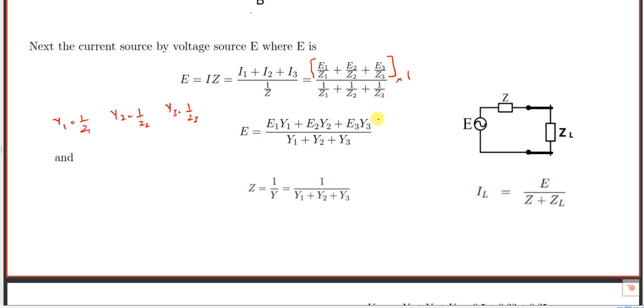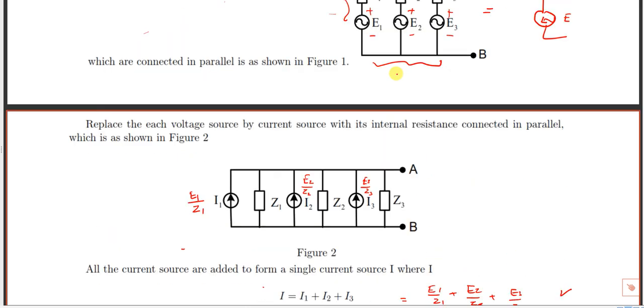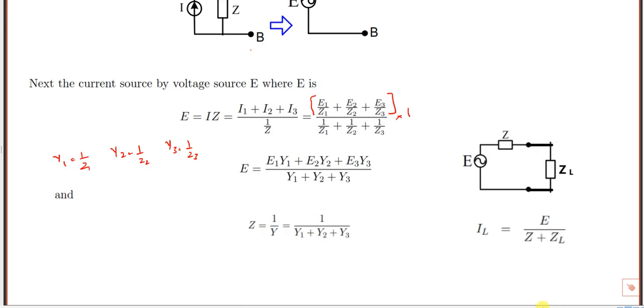After that, we have converted the three parallel sources. These are the three parallel sources, right? So these three parallel sources, E1, E2, E3 with internal impedances Z1, Z2, Z3, are connected in parallel. That can be converted into a single voltage source. I already told this. The application of Millman's theorem is, if many voltage sources are connected in parallel, we can convert them into a single voltage source. Now you have converted into a single voltage source. This is the equivalent source, which we obtained from Millman's theorem, Millman's equivalent circuit.